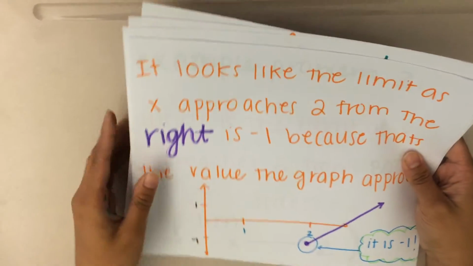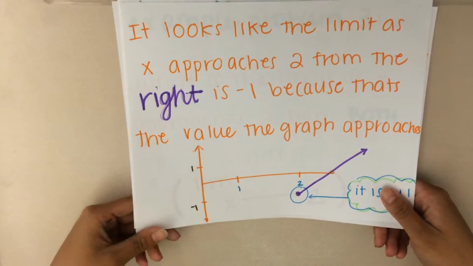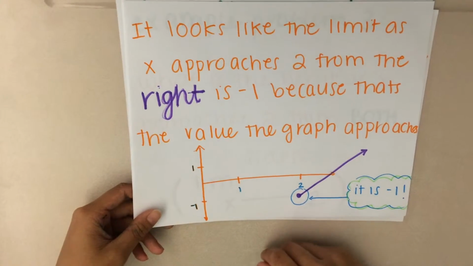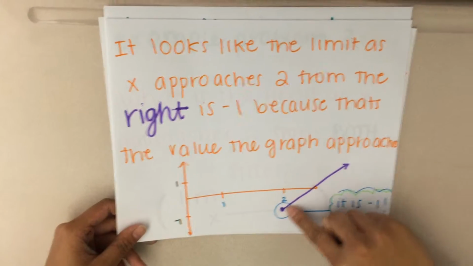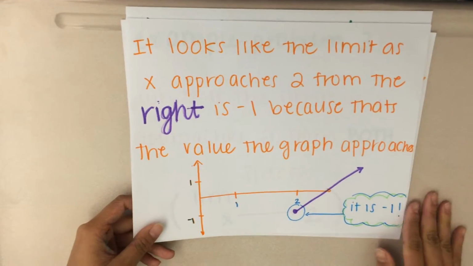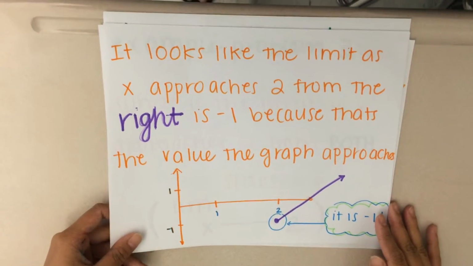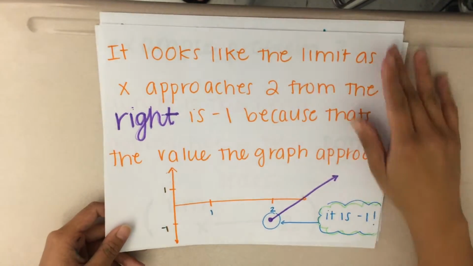So it looks like the limit as x approaches 2 from the right is -1 because that's the value the graph approaches. If you come from the right, as you can see, it approaches -1. So the limit as x approaches 2 from the right is -1.